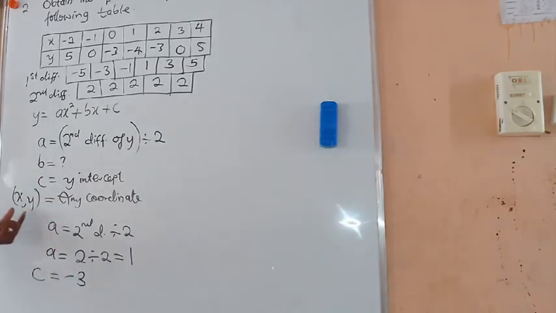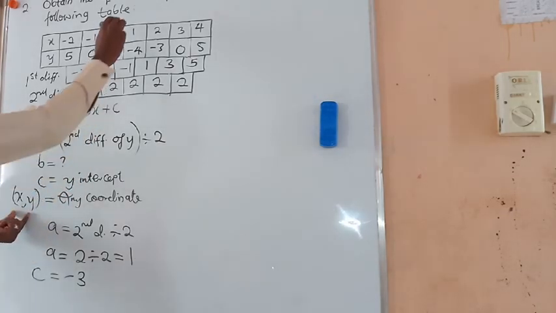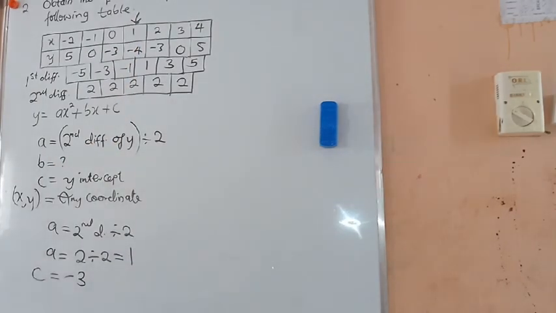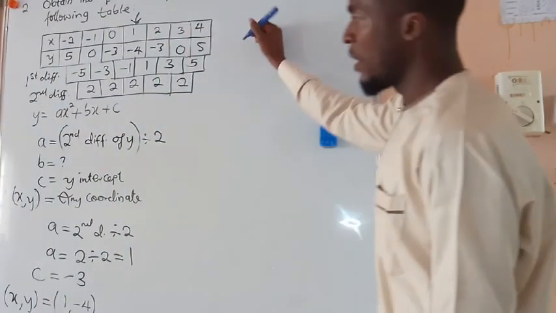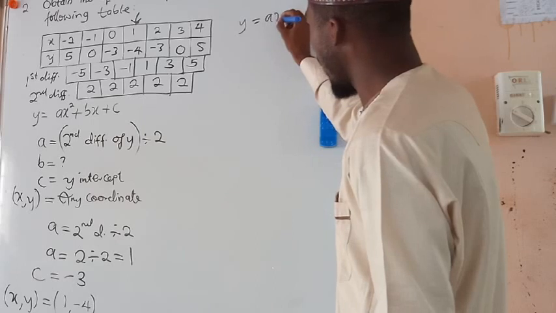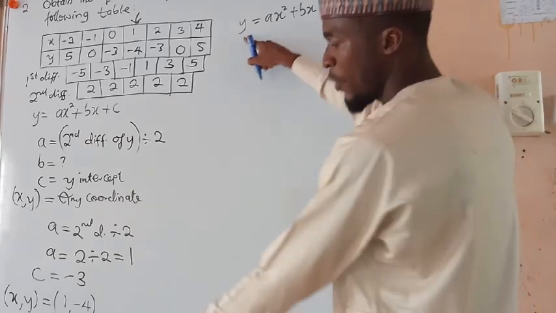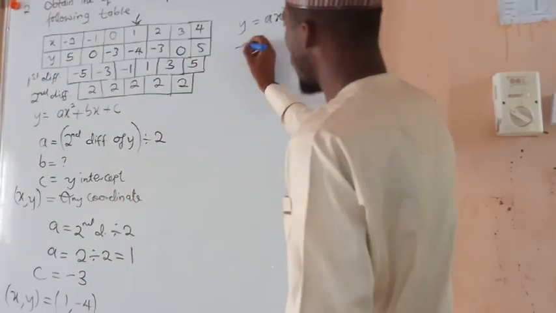Then let us pick any coordinate from here. Let me use this coordinate: when x is 1, y is -4. So let me use this coordinate x, y to be equal to 1, -4. So now we are going to substitute everything into this particular equation. Therefore, y is equal to ax squared plus bx plus c. Now what is y here? From the coordinate, y is equal to -4.